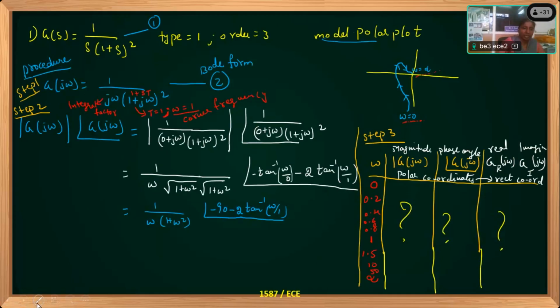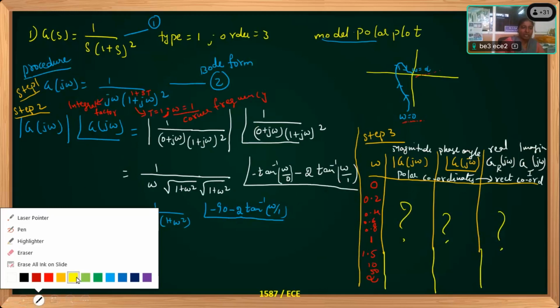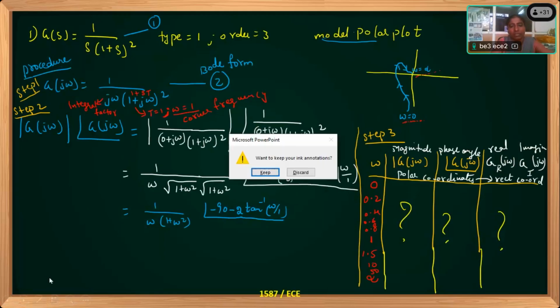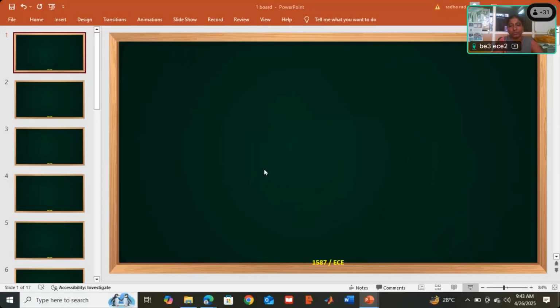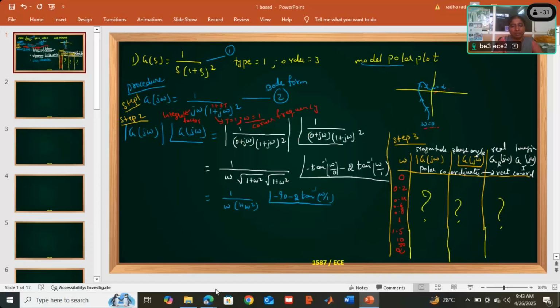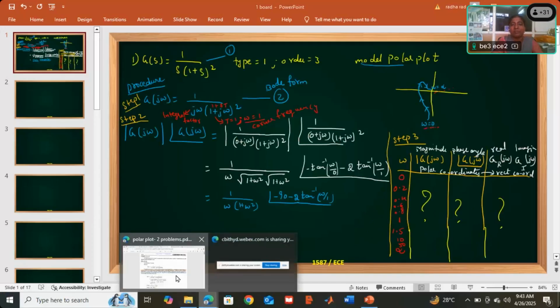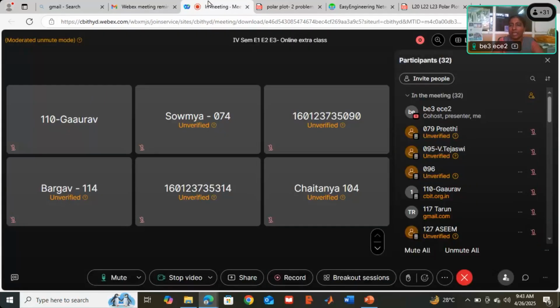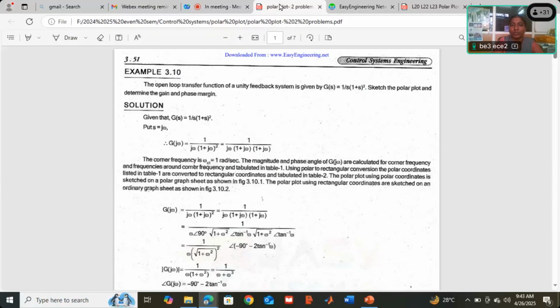How will we do the marking? Just roughly I will go with the discussion in the PDF, then I will come back to this write up. Whatever I have discussed so far, I will show you in the textbook, what they have done. So this is called the Bode form.